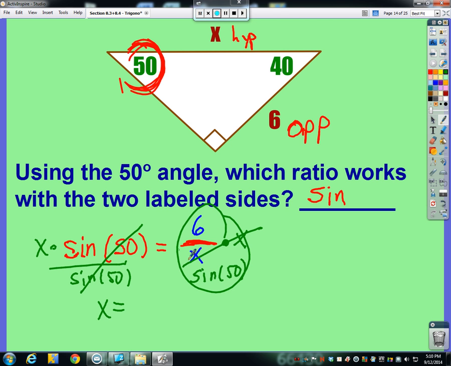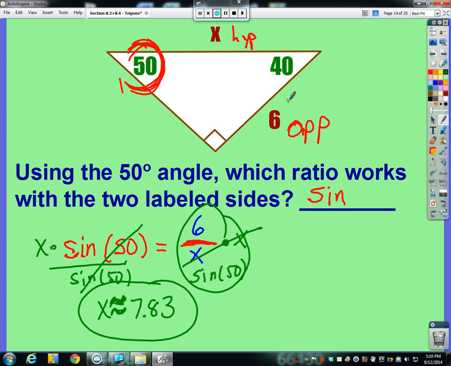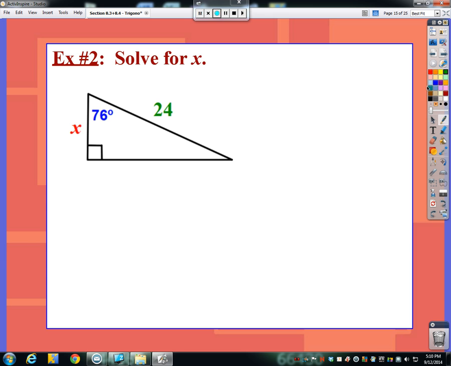Hey, what do you know? I get the same exact answer I did before. So I want to change my equal sign to an approximate sign, and we got 7.83. So I got the same exact answer for the hypotenuse that I did when I used the 40-degree angle. Hopefully that's proof enough for you that it doesn't matter which non-right angle you select, you will get the same final answer. You may just have a different ratio to use.